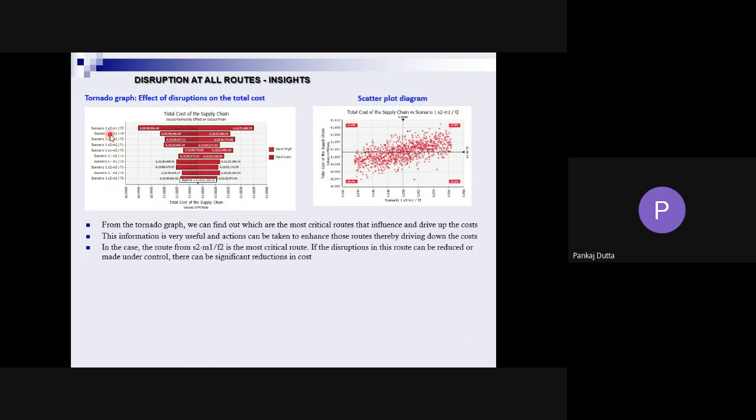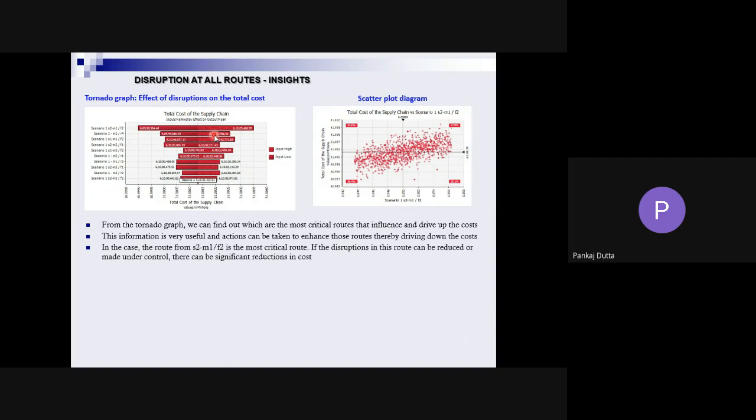S2 means supply 2, farm level 2, to manufacturing plant 1. That is the most disruptive. So here you can see the top 2, 3 disruptive routes. Let us look at only one, S2 to M1. Maximum disruption is happening on that route.